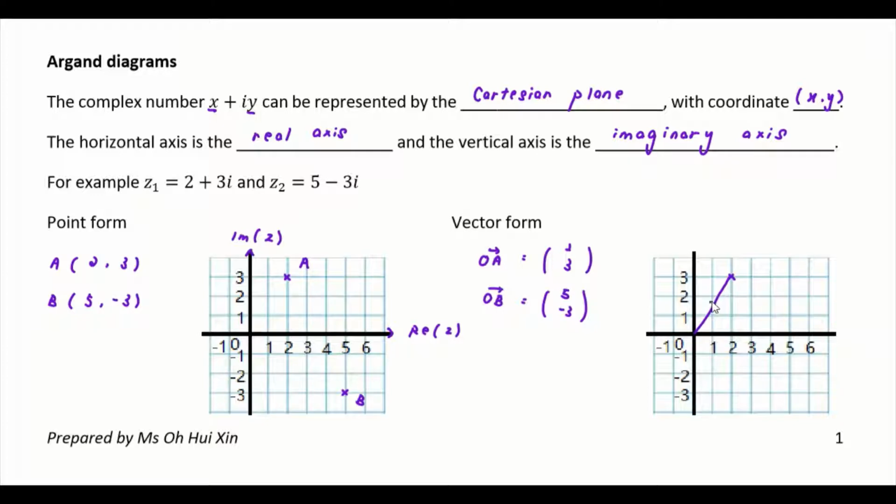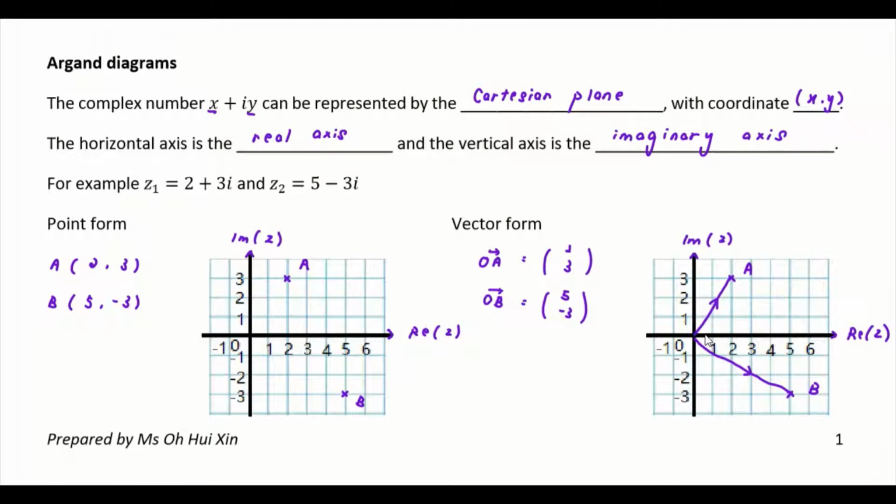So there's a line from O to A, so this is A. Then the same thing, you have (5, -3) here, so this is the vector for OB. All right, so the same thing, imaginary and real. I guess this part should be quite easy, because it's just the same thing as how you plot a normal coordinate.